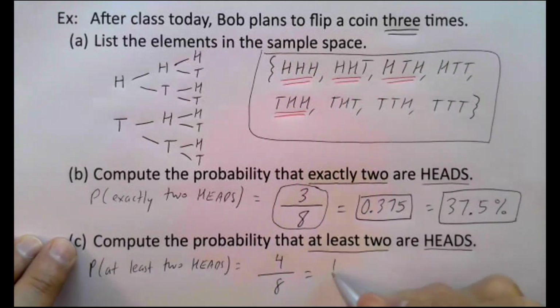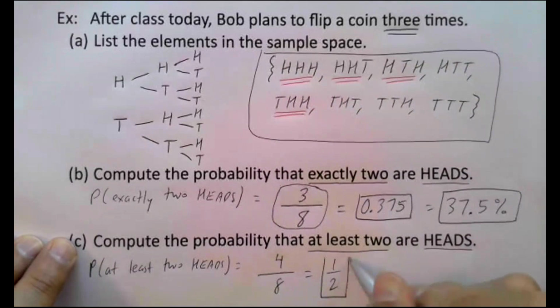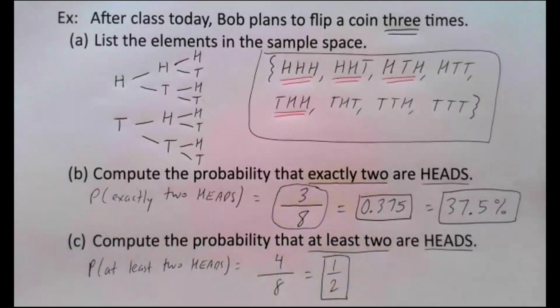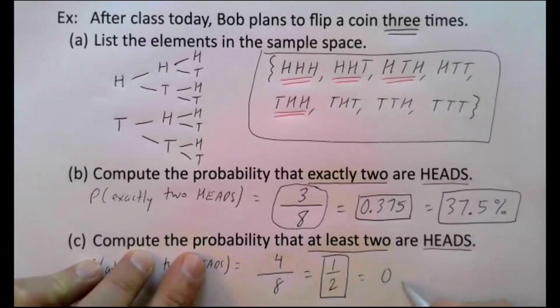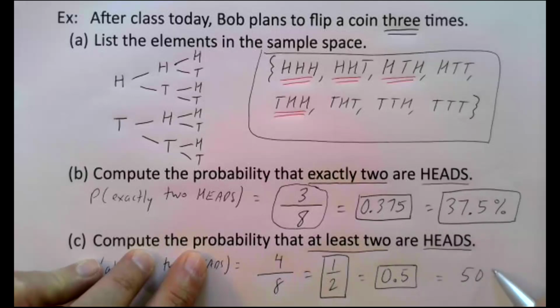You could divide top and bottom by 4, and you'd end up with 1 half. If you took 1 divided by 2 on your calculator, it should tell you a decimal answer of 0.5. If you move that decimal 2 times to the right, you'll have to put a 0 there, but it will become 50%.